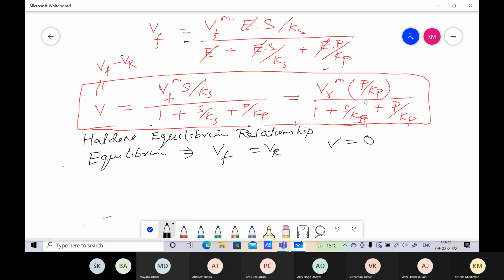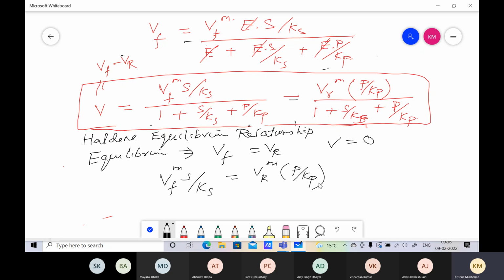So what is the Haldane equilibrium relationship, therefore? Can you tell me? All of you hearing? Vf is equal to Vr max P by Kp. And so this is the Haldane equilibrium relationship, which also can be simplified further.